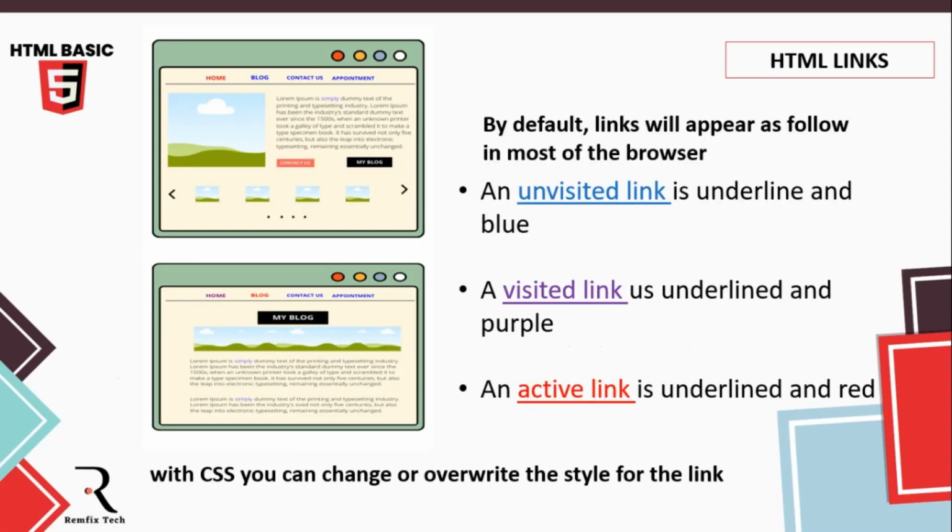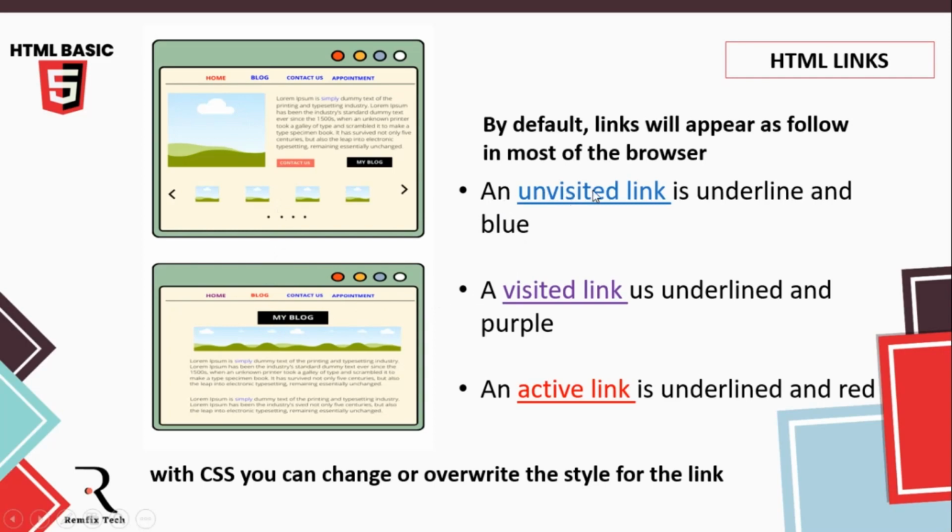All right, let's go to our next video now. By default in HTML, there are 3 different ways links are displayed in our browser. By default, links will appear as follows in most browsers. I have these 3 examples now. Observe this example of a browser web page, where I have the home page and another page here.